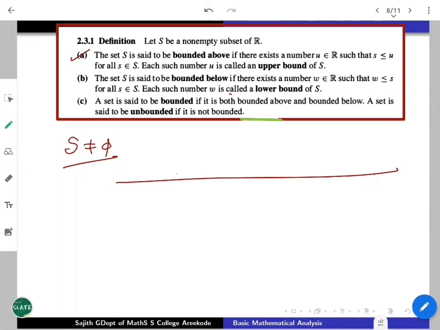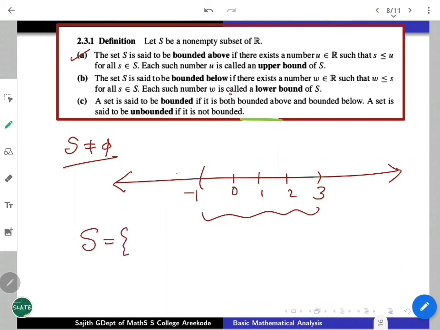So what does it say? Let us look at a specific example. I am concentrating on the first part. For example, if I am looking at minus 1, this is 0, this is 1, 2, 3 again. My set is everything in between minus 1 and 3. So I may write my set as the set of all real numbers x such that minus 1 is strictly less than x, which is strictly less than 3. So everything here, this part I am going to use. This is my S.